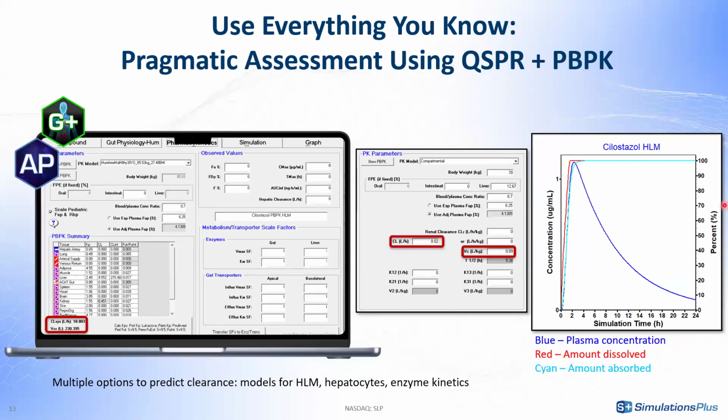At this stage, we can run a simple simulation to determine the likely rate limiting process for absorption. In this case, the amount dissolved, indicated by the red line, is equivalent to the entire dose. And there is a slight space between it and the amount absorbed, which is indicated by the cyan line at very early time points, which suggests that although absorption is complete, permeability is the rate limiting step for the absorption of this compound.